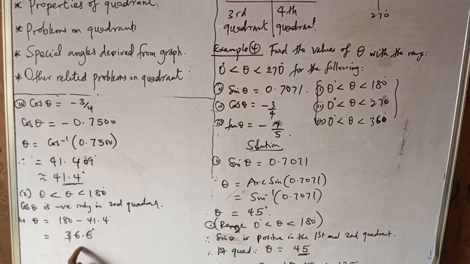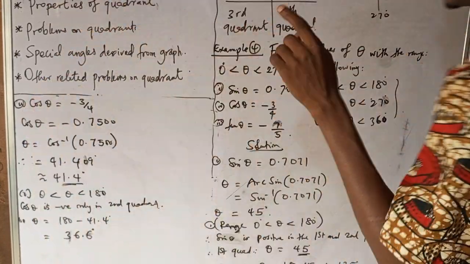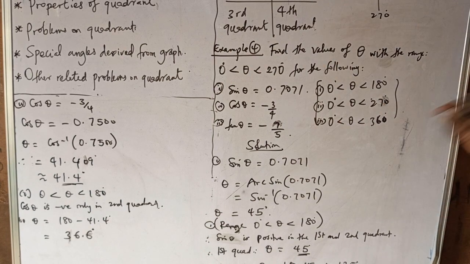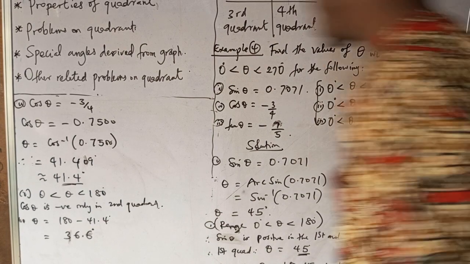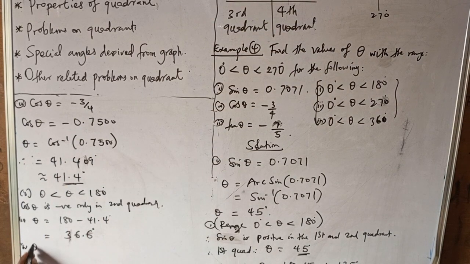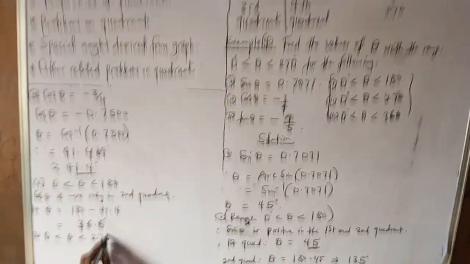Here you have only one answer. Why? Because between 0 and 180, cosine is only negative in the second quadrant. Now let's take the second one. This is between 0 and 270 degrees. Number 2: 0 is less than theta, and theta is less than 270 degrees.